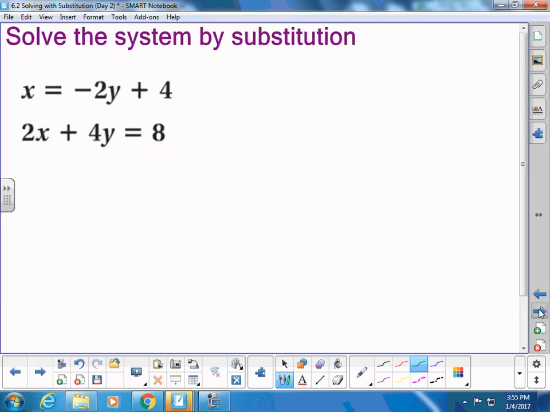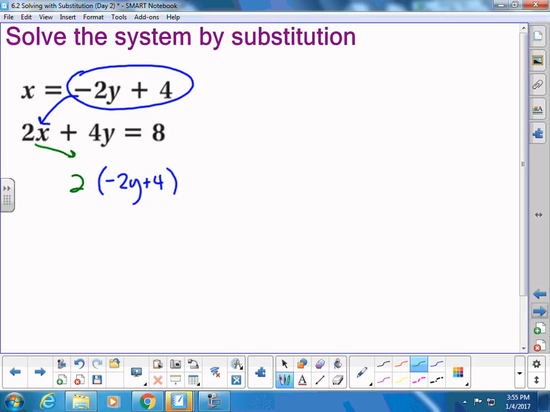Let's see. Here again, we'll start with the blue. X equals. Tell me wherever there is an x, I can replace it with negative 2y plus 4. So I'm going to rewrite this equation. I have 2, there's my x, negative 2y plus 4, plus 4y equals 8. So I'm rewriting this equation right here.